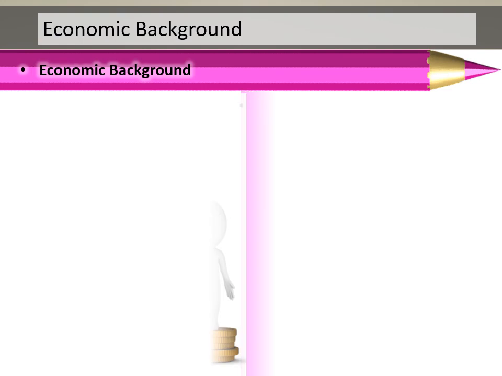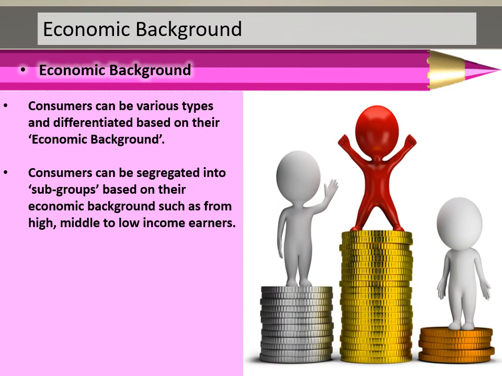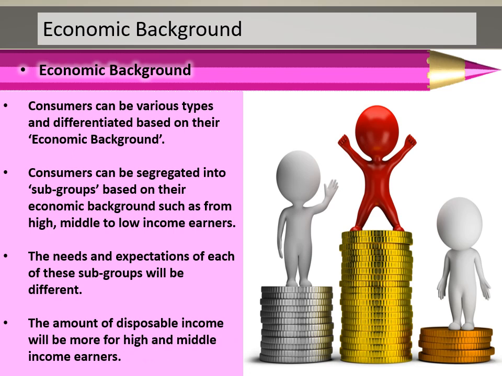Economic background. Consumers can be based on their economic background. Consumers can be segregated into subgroups based on their economic background, such as from high, middle to low income earners. The needs and expectations of each of these subgroups will be different. The amount of disposable income will be more for high and middle income earners.